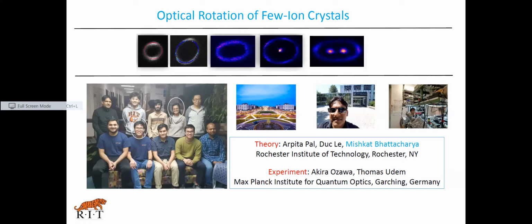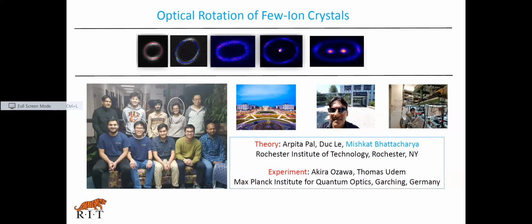Mishkat has been around so many times, but I think it's always a pleasure introducing him. Mishkat did his BTech in engineering physics from IIT Bombay, PhD in physics from University of Rochester, and that's where I know him from. After that, he did several postdocs, Georgia Institute of Technology, University of Arizona, University of Maryland, College Park, and then he joined RIT in 2011 as a faculty.